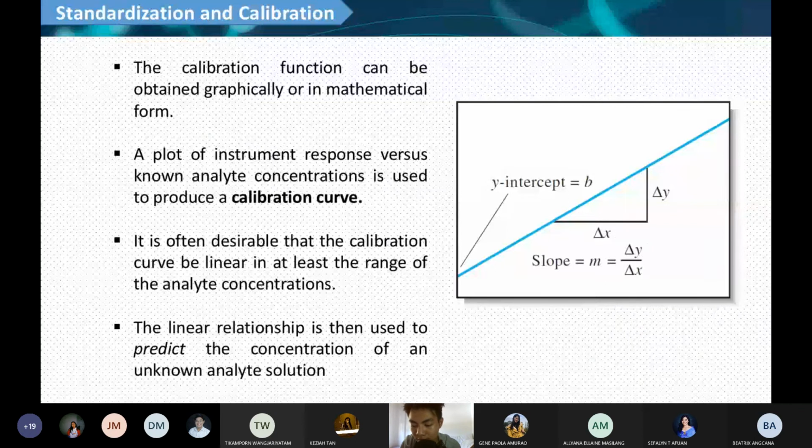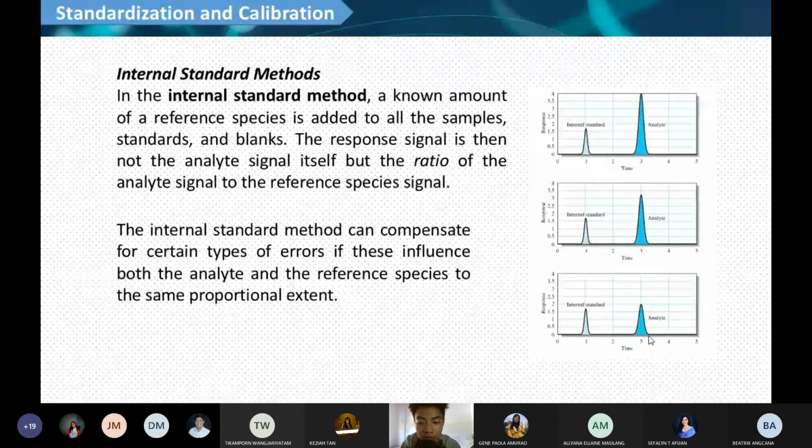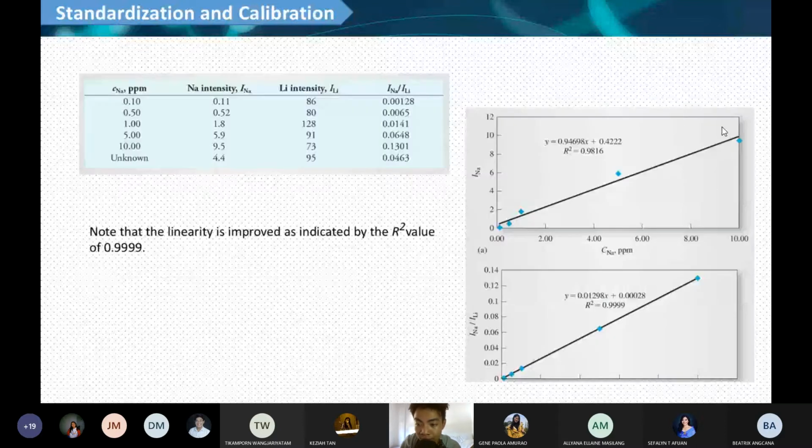Other techniques involve the use of the internal standard method. The internal standard method refers to addition of your standard inside your analyte solution. Depending on the response of the instrument to your analyte and this internal standard, you can obtain the ratio, and then you can use the established calibration curve from that ratio as your basis for determining the concentration of your analyte.